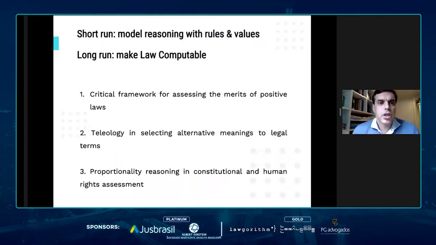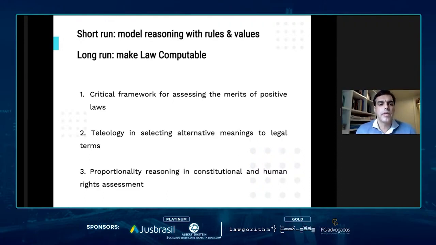Our short-run goal in this paper is to model reasoning with rules and values. There is an apparent consensus that applying the law is not limited to applying rules, but also to applying rules in consideration of underlying values. There are at least three ways in which rules and values are interconnected in legal adjudication and legal reasoning.